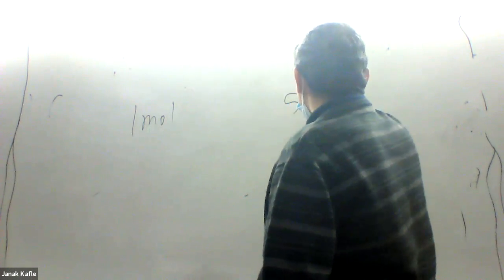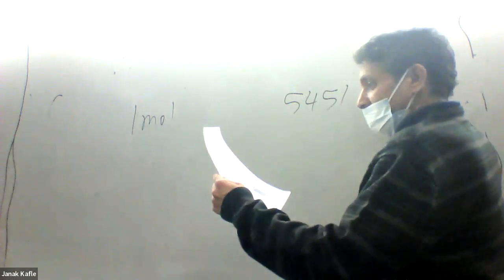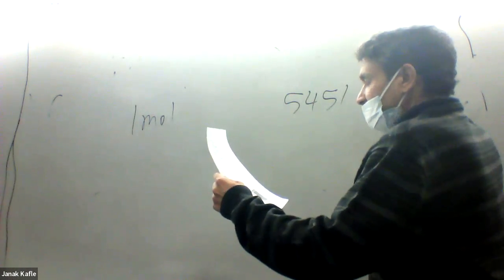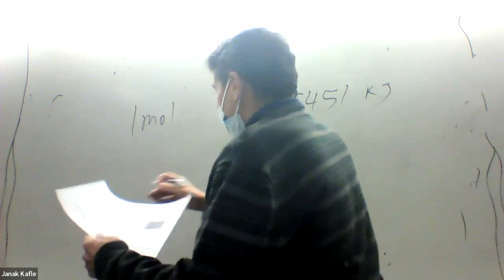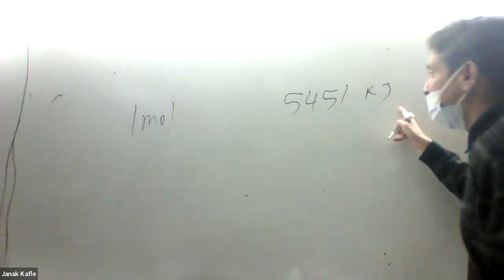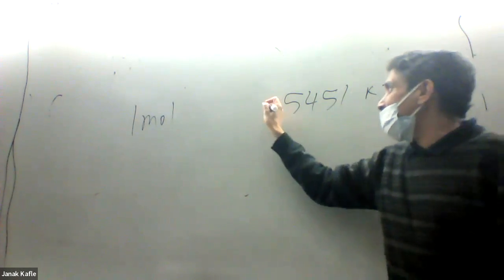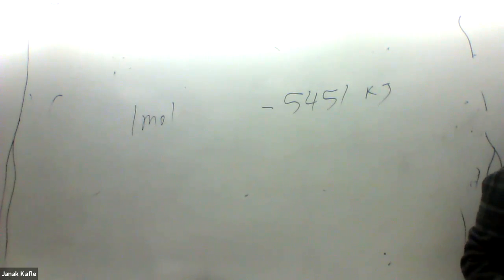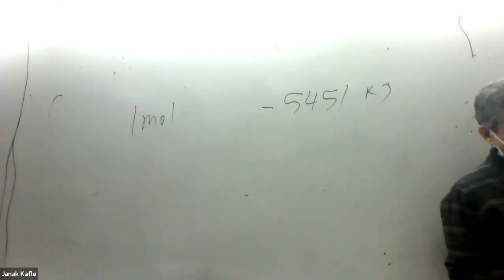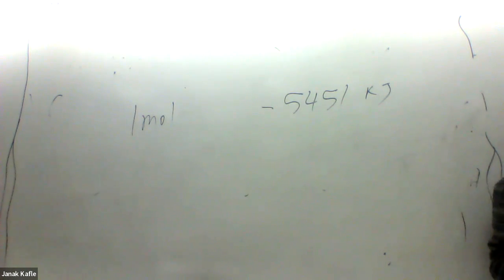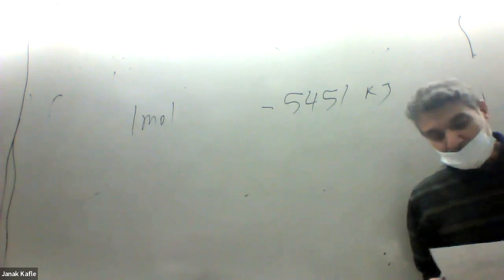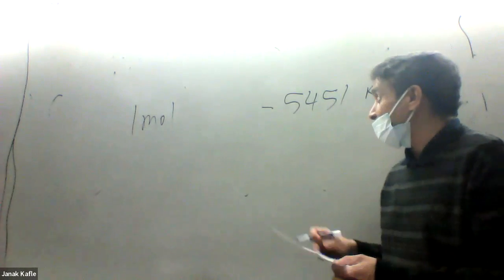5451 kilojoules per mole. They are writing 5451 kilojoules per mole. That is the same as 1 mole giving that much heat. And this is minus. So if you burn octane, it gives heat out. That's what minus means. Everybody got that? So in this problem, behind that reaction, they are writing plus 5451. That's not plus. That's really minus.